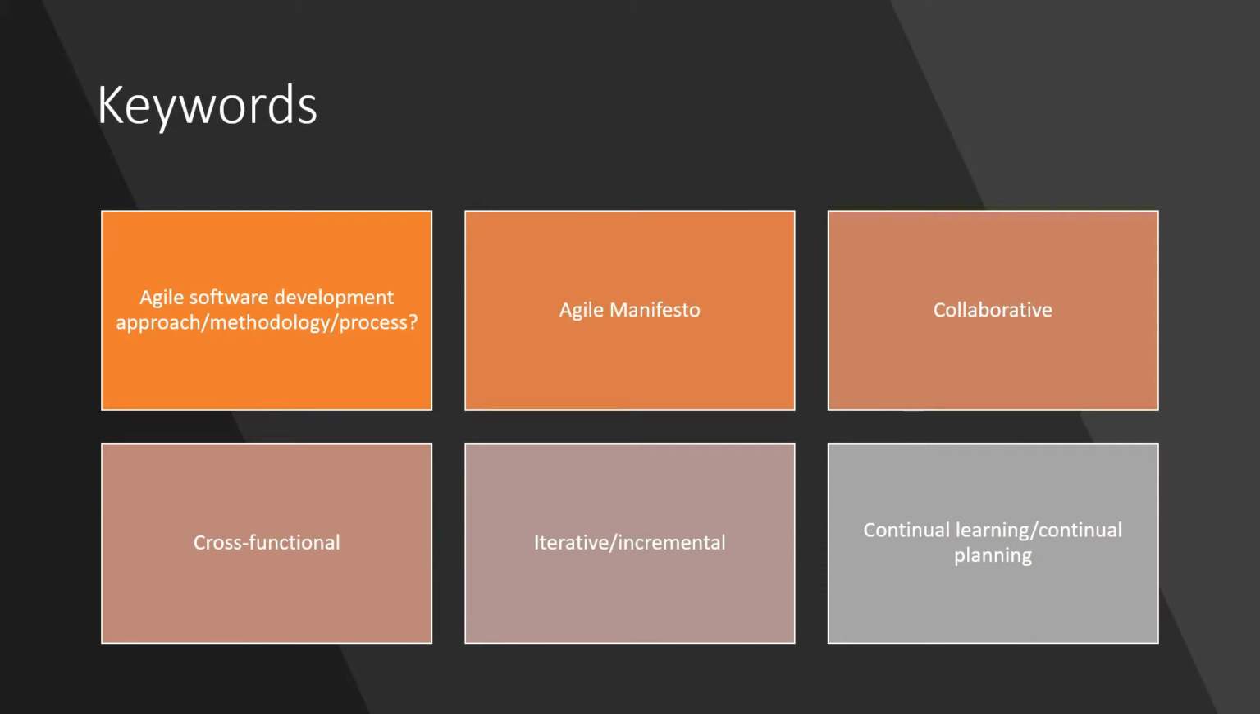The keywords that jump out at me from those 5 definitions are: number one, we know it is Agile software development, so it's an approach. Some call it a methodology, some call it a process. And then it has this mention of the Agile Manifesto, the keyword collaborative. It talks about cross-functional, iterative, incremental, and continual planning and continual learning.